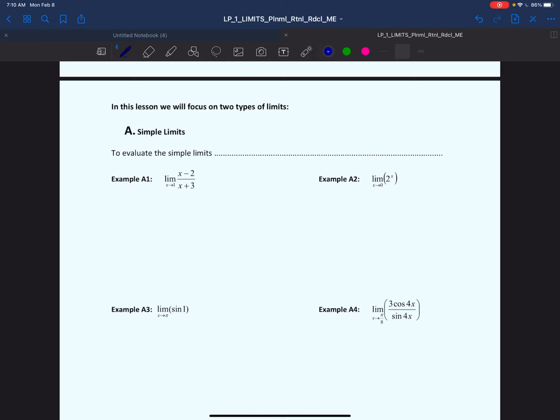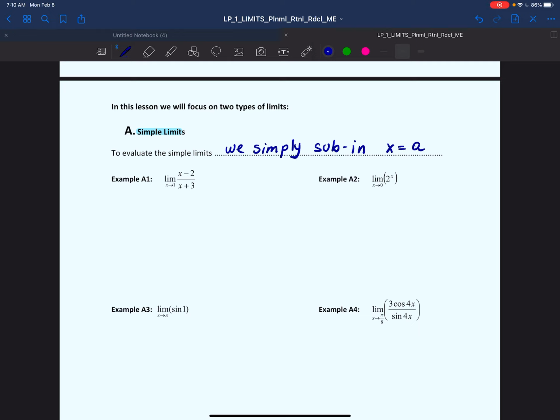So as I mentioned before, we are organizing the limits into groups so that we can classify the set of strategies that we need to use to evaluate each type of limit. The first, and one of my most favorite types of limits, is the simple limits. To evaluate the simple limits, we simply substitute. See, it has the word simply in it. So we simply sub in the value of x.